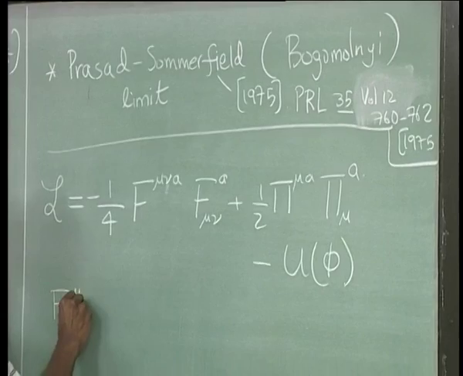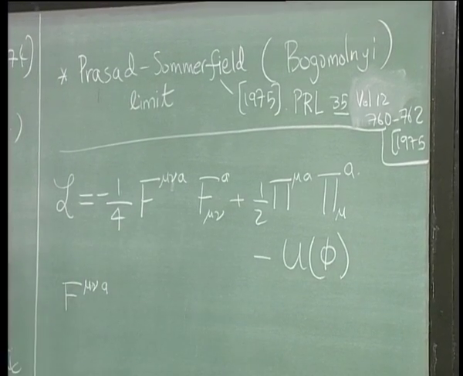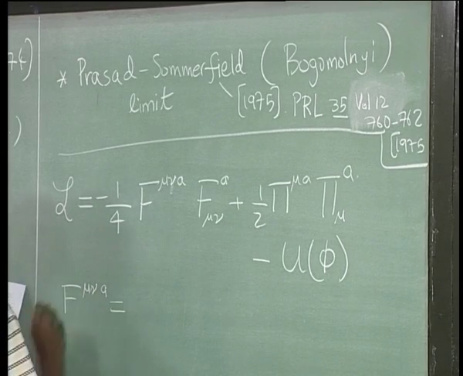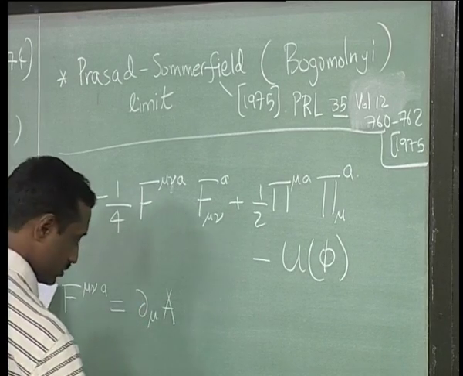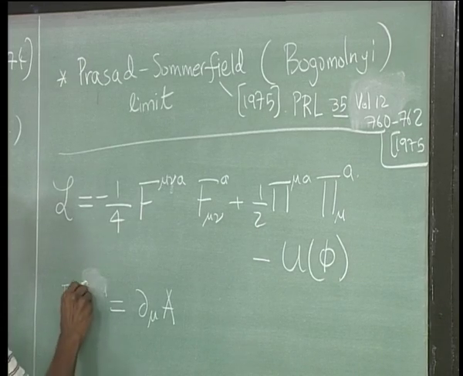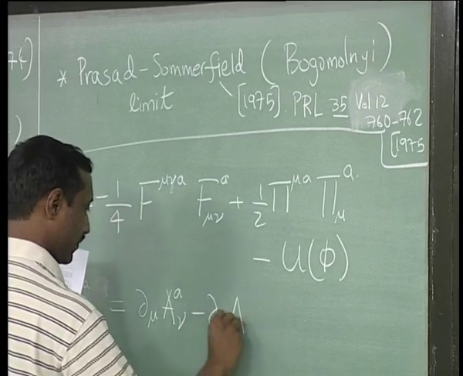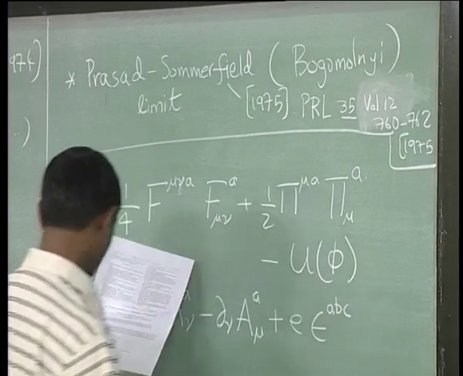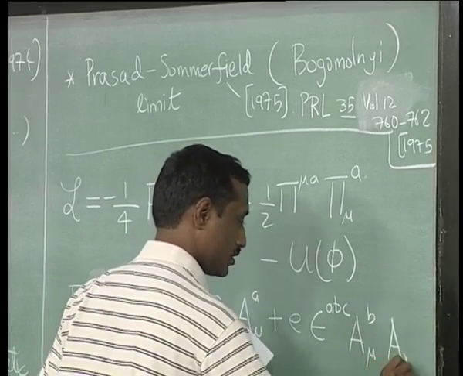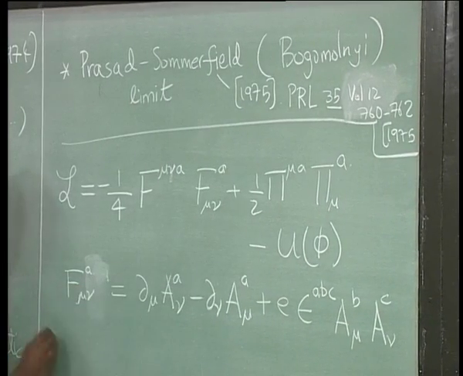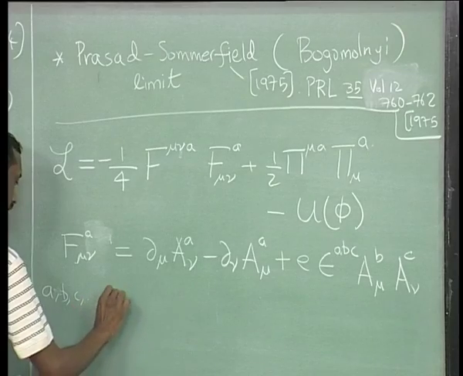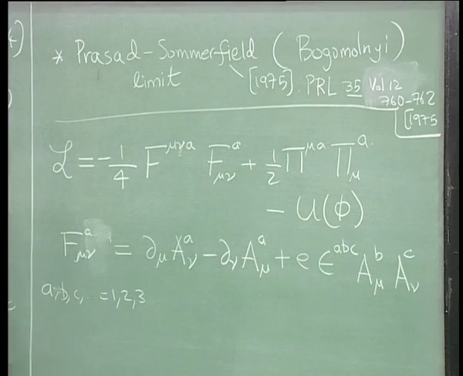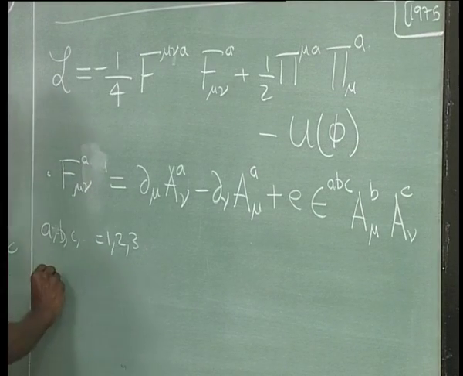So, F mu nu a, so it is an SO3 or SU2 Lie algebra valued thing in the adjoint. a is an adjoint index and so SO3 adjoint or SU2 adjoint has 3. So, a, b, c, d take values from 1, 2, 3. Epsilon abc is just the structure constants of the SU2 Lie algebra, or it is a Levi-Civita tensor in 3 dimensions. Okay. So, this is the field strength, covariant field strength, and D is just the covariant derivative.